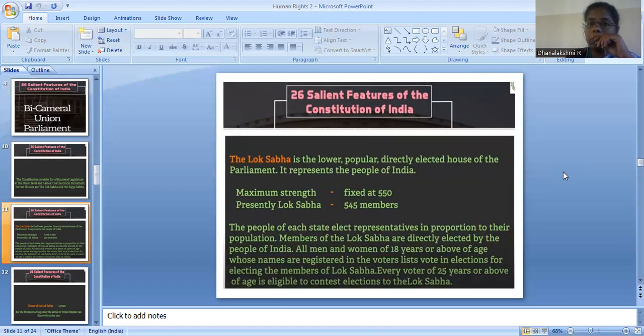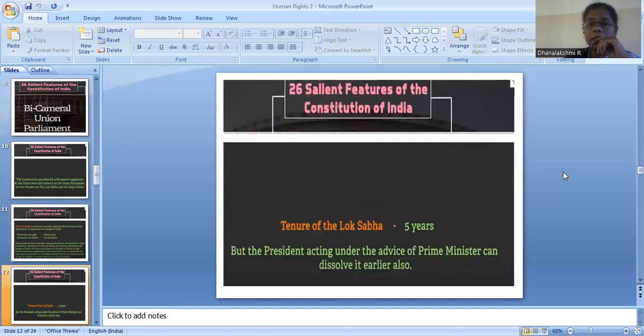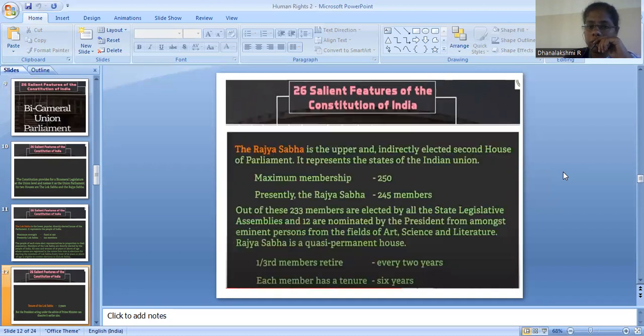Lok Sabha is the lower, popular, directly elected house of the Parliament. It represents the people of India. Maximum strength of the Lok Sabha is 550. Presently, Lok Sabha consists of 545 members. People of each state elect representatives in proportion to their population, and they are directly elected by the people. All men and women of age 18 have the right to vote. And then, when they cross 25 years, they are eligible to contest elections of Lok Sabha. The tenure of Lok Sabha is 5 years, but the President, acting under the advice of the Prime Minister, can dissolve it earlier also if it is not satisfactory.